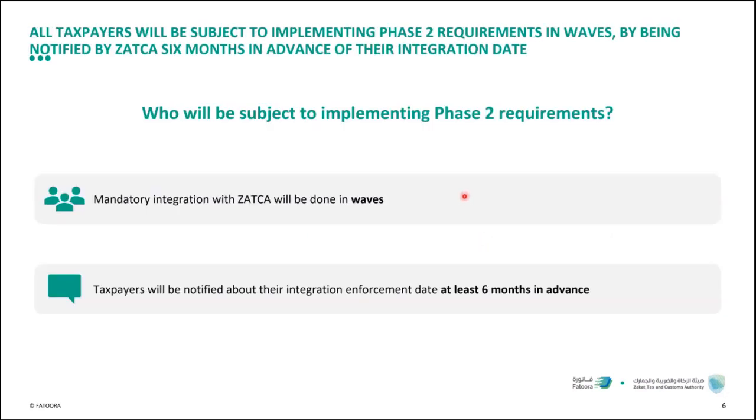So who will be subject to the implementation of phase 2? As we mentioned, phase 2 is going to be done in waves. We have announced wave 1 and wave 2. Wave 1 enforcement started this week and will continue for 6 months. Wave 2 will start 1st of July and will continue until the end of the year. So we're making sure that each taxpayer that is announced as part of a wave will have enough time to prepare their environment to be compliant with ZATCA.